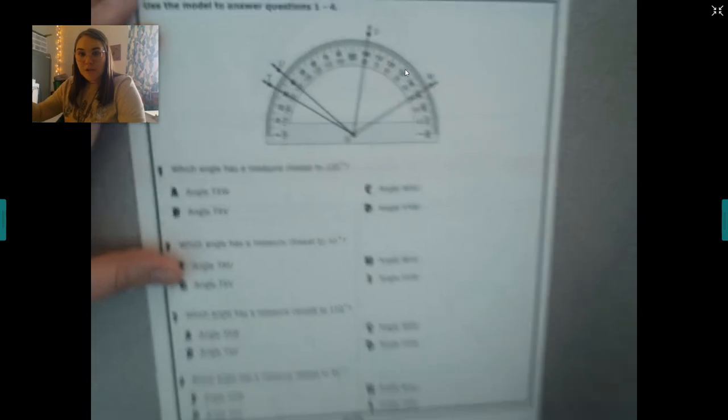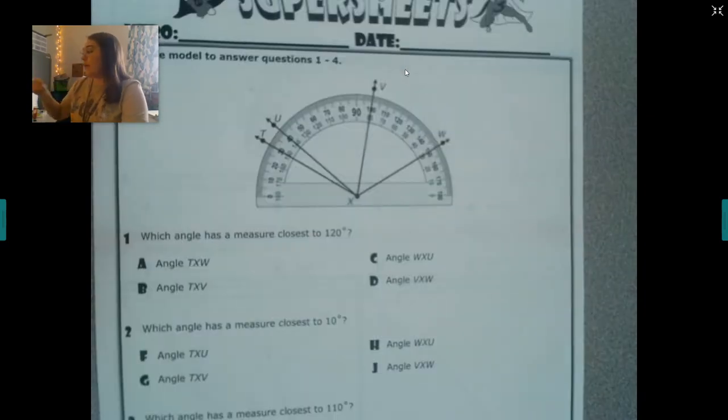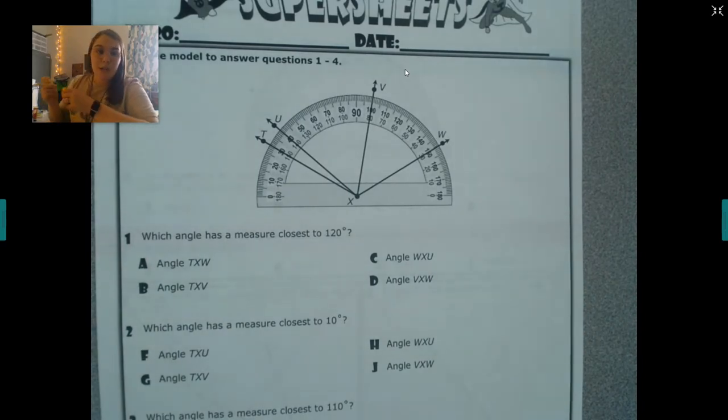Okay, so now that we've talked a little bit more about measuring those angles, let's look at today's assignment. You're saying, whoa, Miss Simpson, I've never seen anything like that. Well, guess what? You calm down because I'm going to show you.